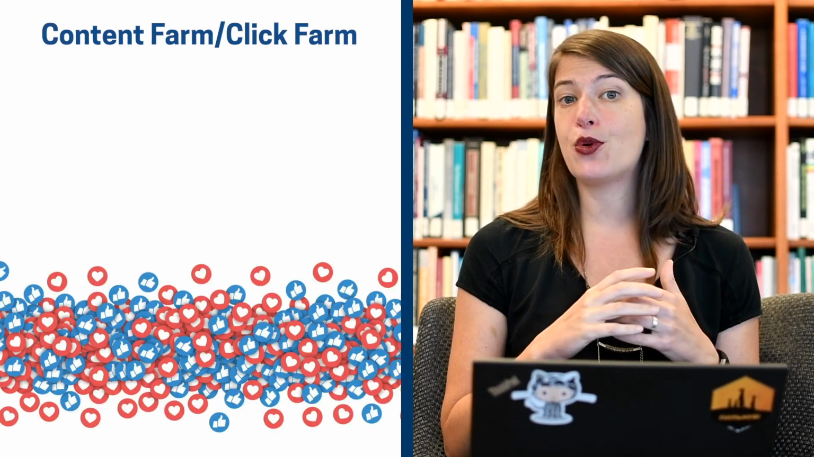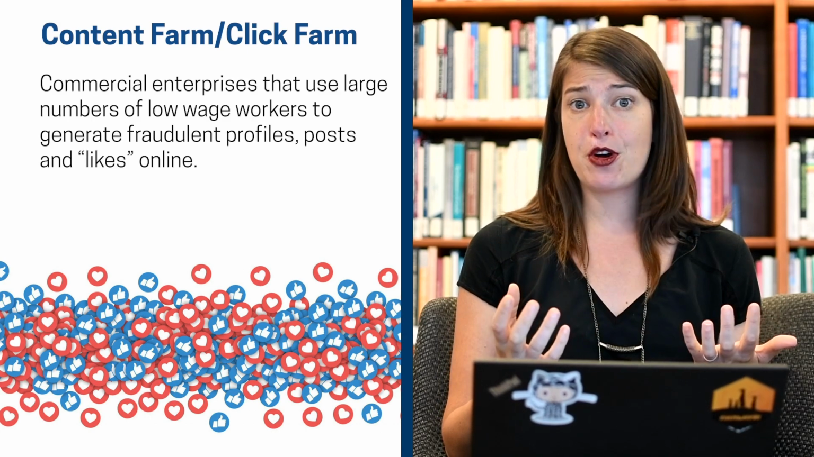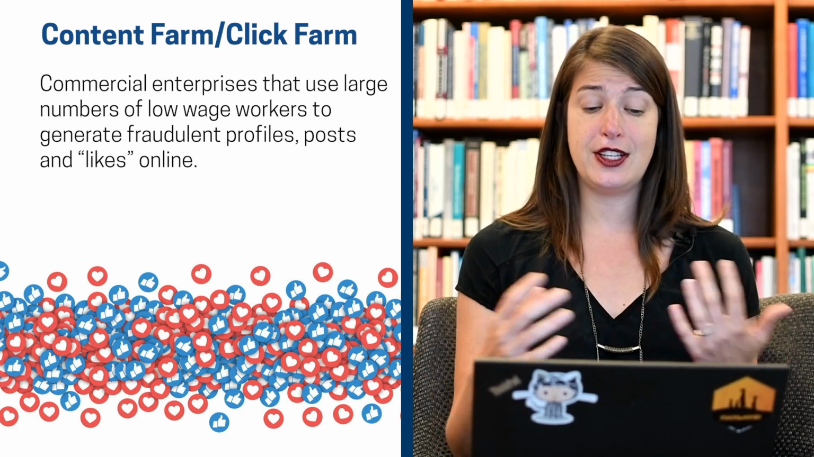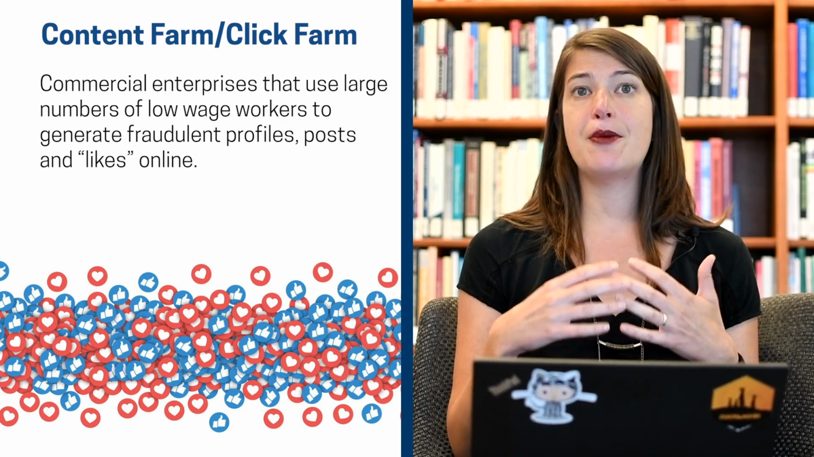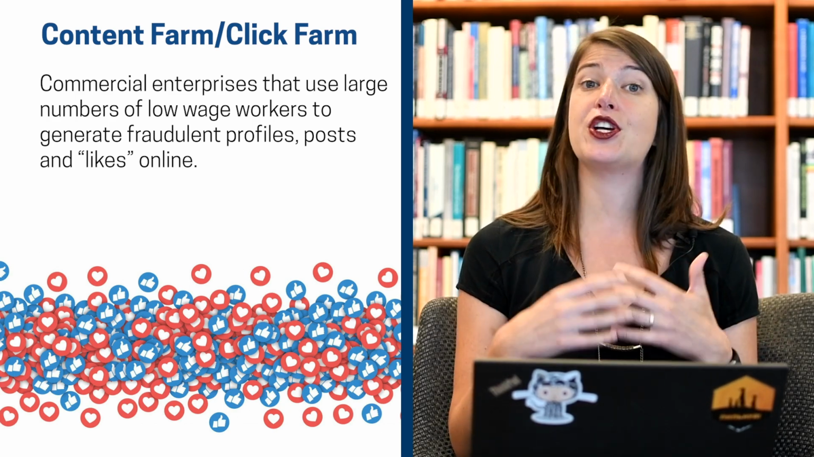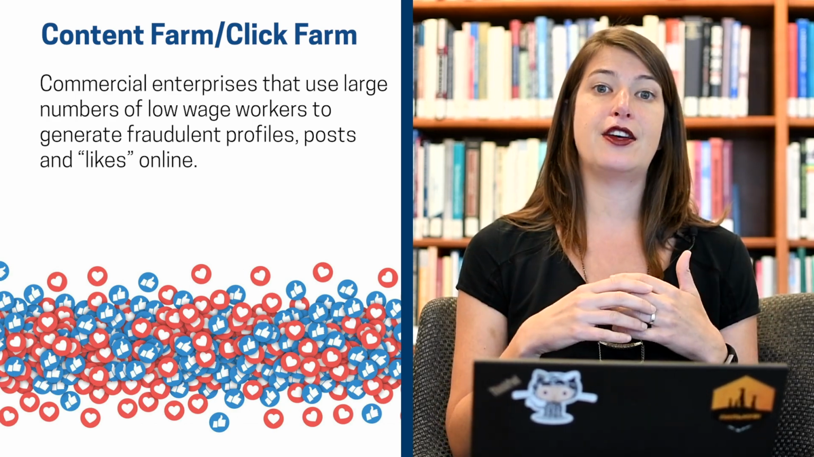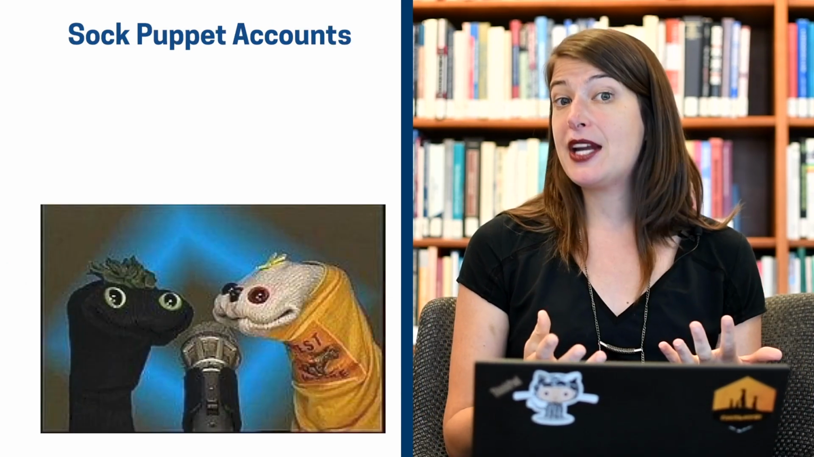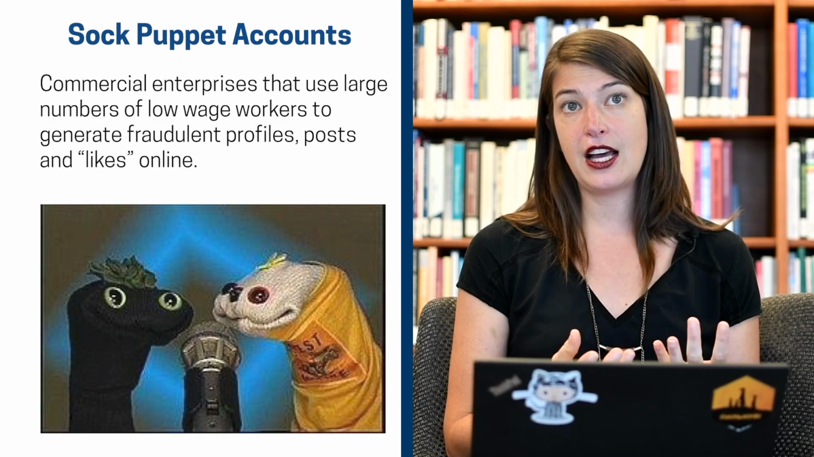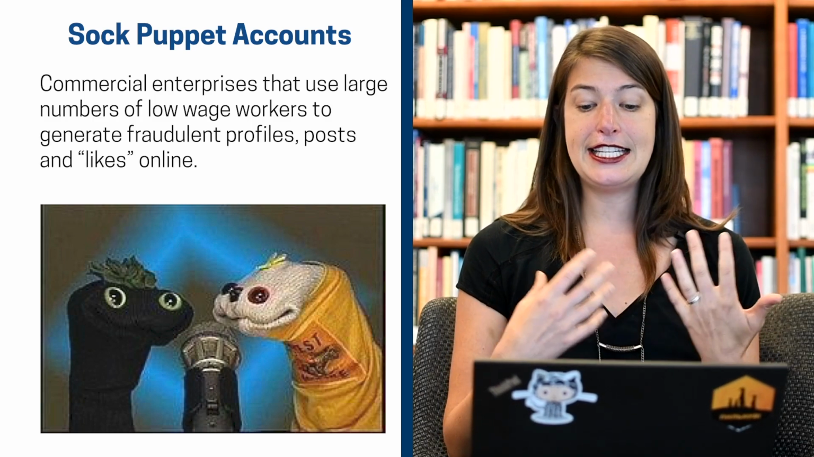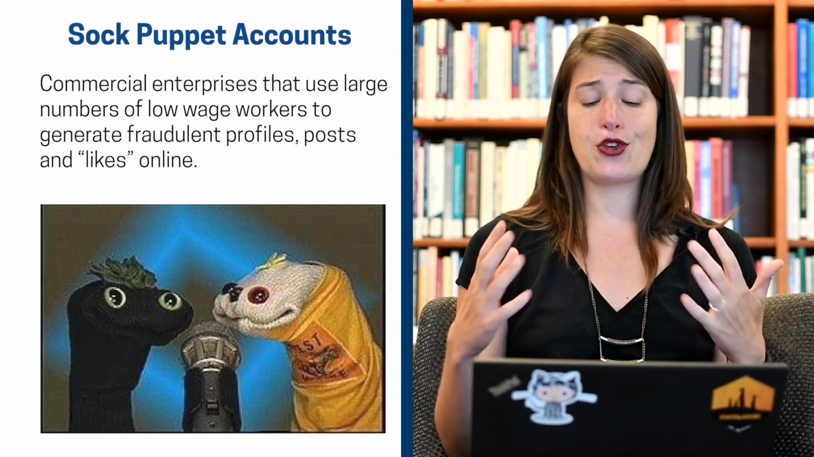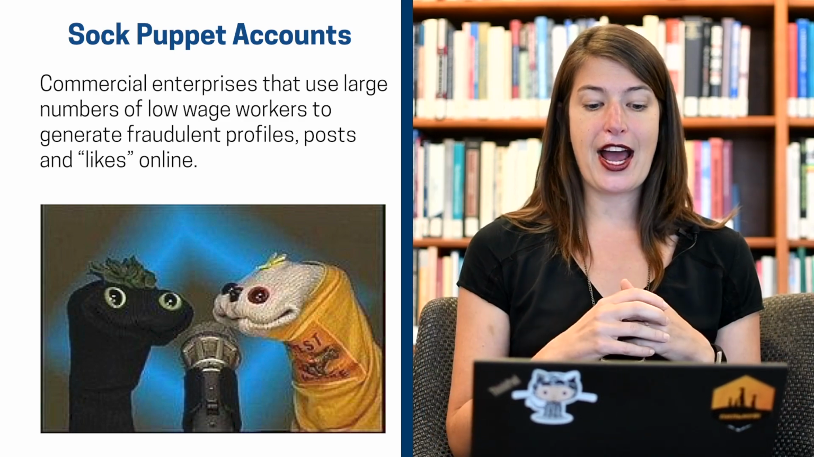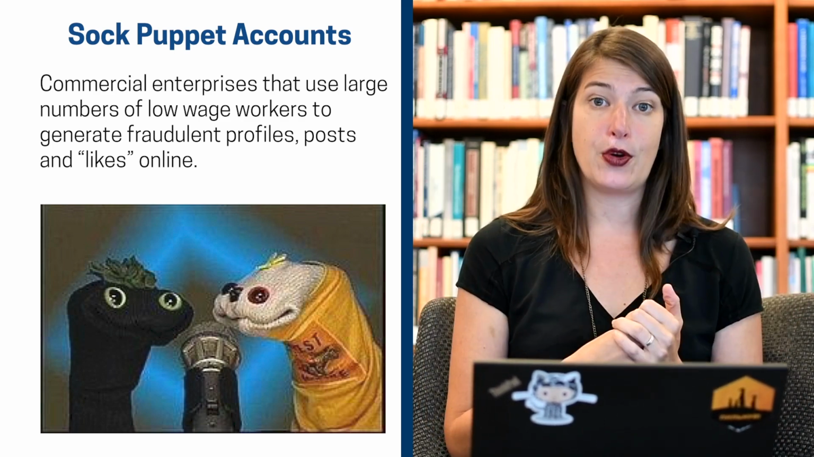Also, click farms or content farms. These are commercial enterprises that use a large number of workers, often paid low wages, to generate fraudulent profiles, fraudulent posts, and especially things like likes or retweets or other things that might boost the content up in a news feed. Sock puppet accounts are also common. These are fake online identities or accounts that are designed to deceive. Sock puppets are often used to push a narrative by making it sound like there are multiple voices on a topic when actually those accounts are all being run by one single human.